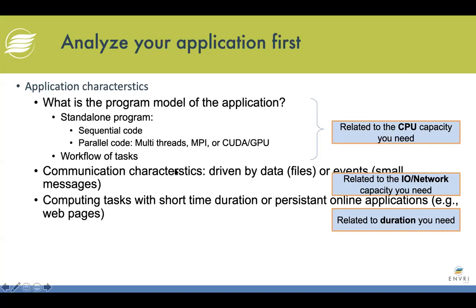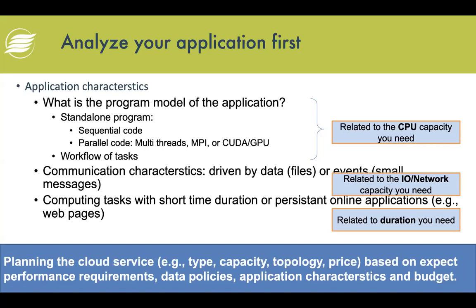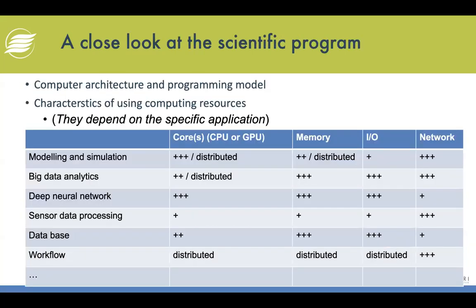The second one, the communication part, is more related to what types of IO or network capacity you need to request. The last one is more for you to decide how to cluster the different parts of your applications. So the planning itself has to consider these types, capacity, topology, but more importantly, the price. We're going to see how you normally calculate price.